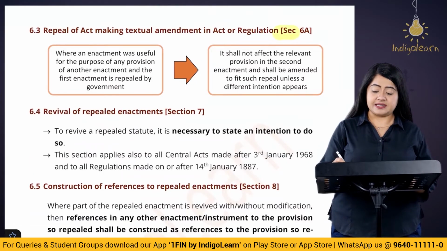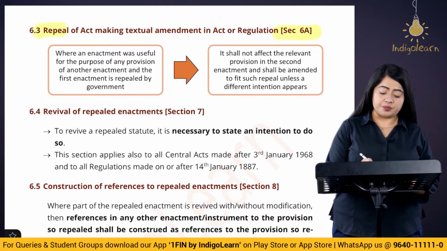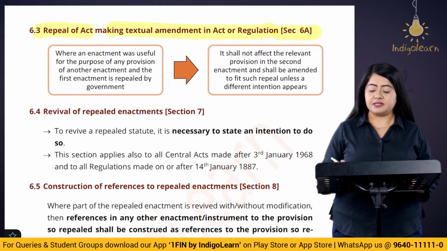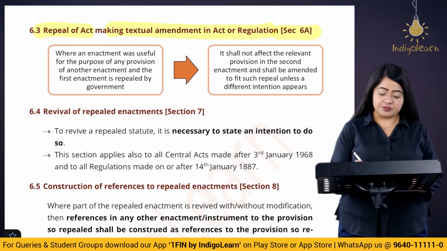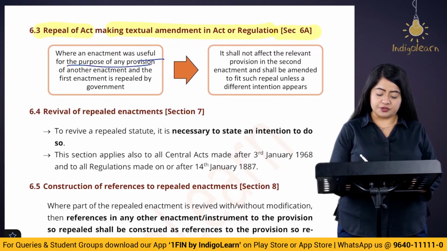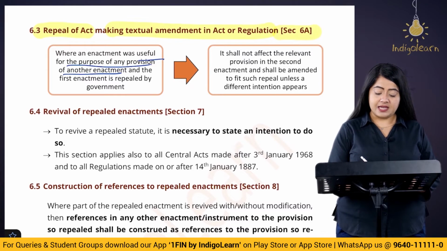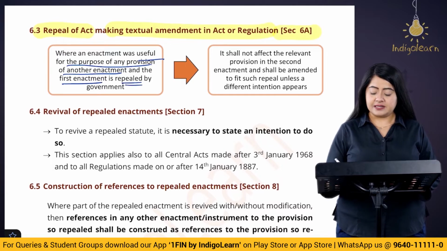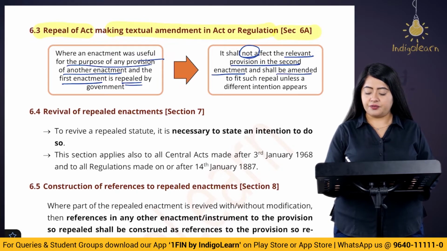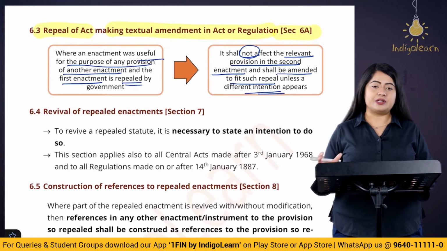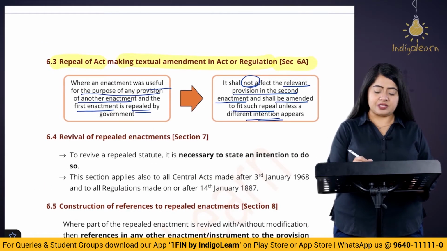Next section we are seeing is section number 6A, which talks about repeal of act making textual amendments in an act or regulation. Now what does this section say? This section says that where an enactment was used for the purpose of the provision of another enactment, and the first enactment is repealed, then it shall not affect the relevant provision in the second enactment, and it shall be amended to fit the repeal unless a different intention appears. Now what does this mean? Let's try to understand this with an example.